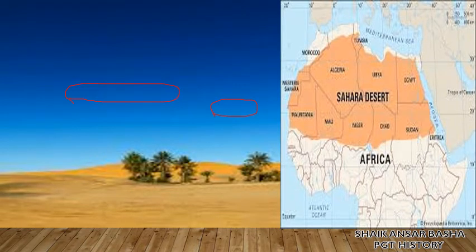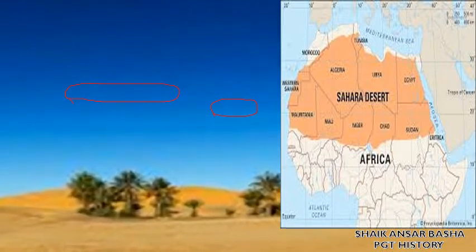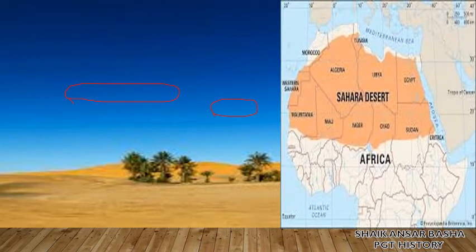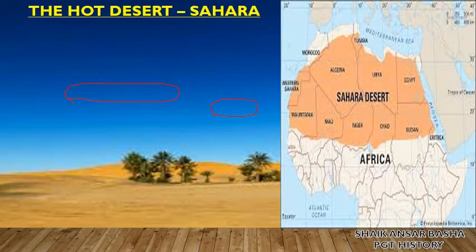This is the Sahara Desert, which covers 11 countries. The 11 countries: Algeria, Egypt, Libya, Chad, Sudan, Niger, Mali, and Western Sahara. All these countries are included in the Sahara Desert. It is located in the northern part of Africa. It is a hot desert.